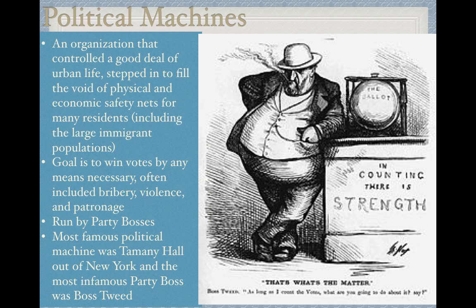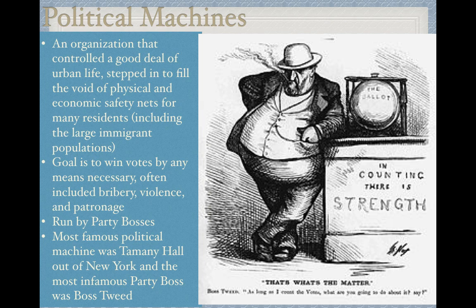Their goal is to win votes by any means necessary. Those means often included bribery, violence, and patronage. They were run by men named party bosses. The most famous political machine was called Tammany Hall in New York City, and the most famous party boss was a man named Boss Tweed.